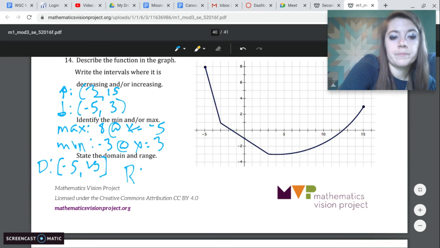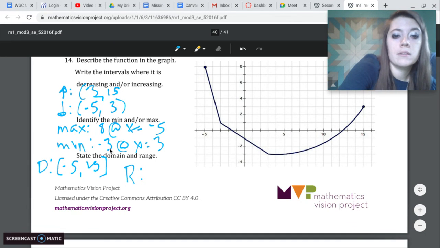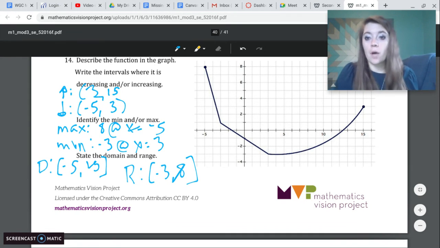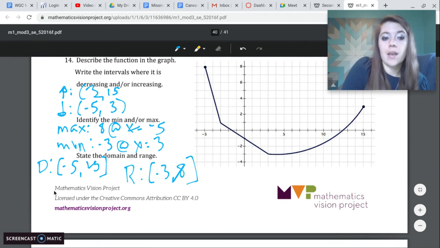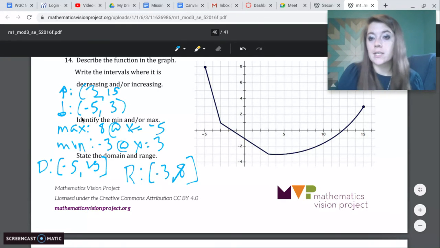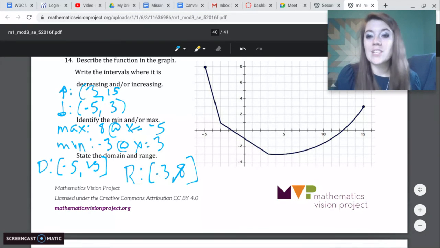Our range, the lowest point, so look at our minimum, the lowest is -3. The maximum point is 8. So using your minimum and maximum can really help you do your range for this. And looking at your intervals can help you do the domain. So intervals for increasing and decreasing, those can usually help you with figuring out your domain. All right. So your keyword for this lesson is function. Function.